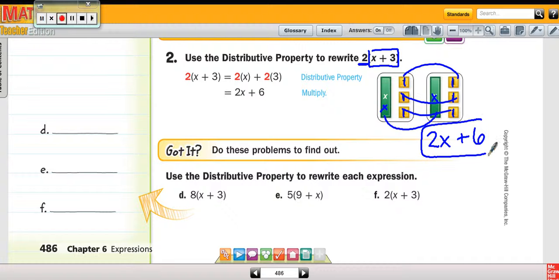So 2x plus 6 would be kind of like what Trey was saying before. It's just simplifying. Can I combine 2x and 6 any further? No, these are unlike terms because this one has x's in it and this one's just a number. We can't combine any further, so 2x plus 6 would be our final answer.